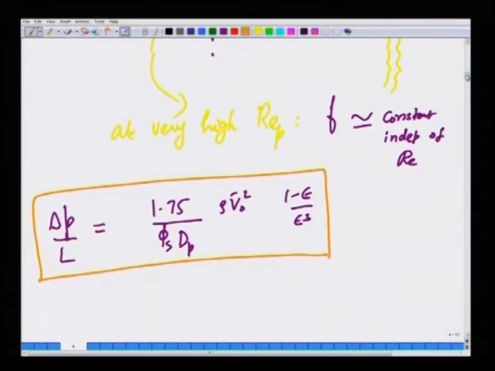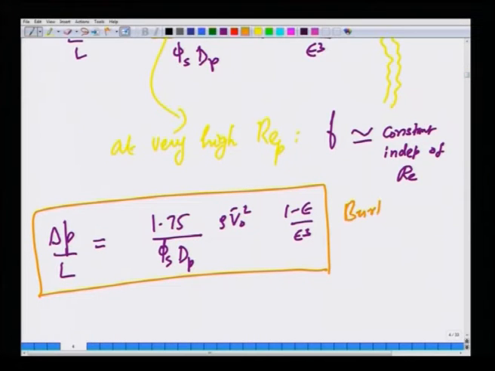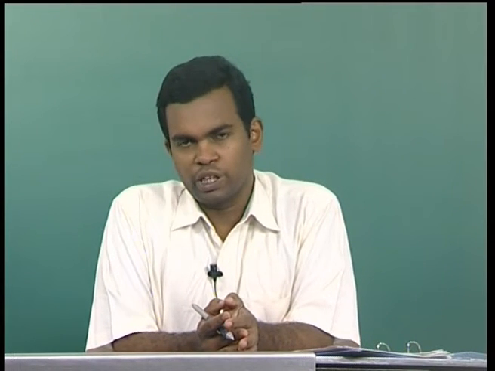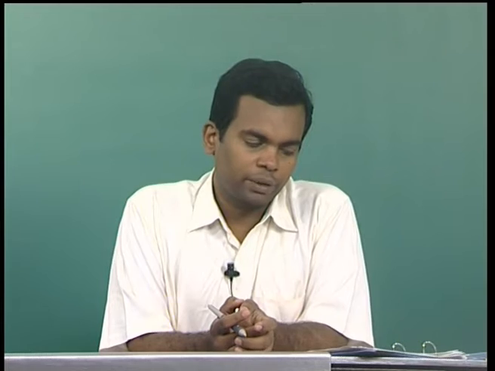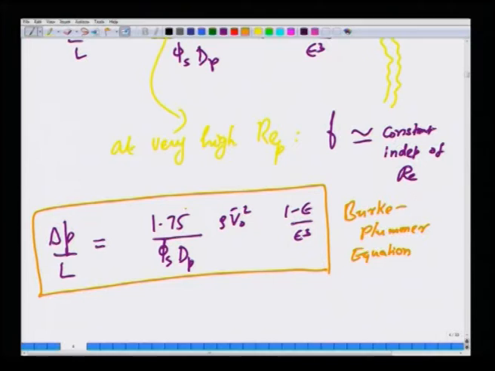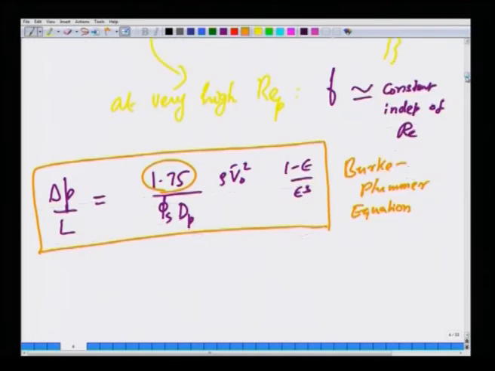Now, this is called the Burke-Plummer equation for high Reynolds number. We are essentially saying that in this bundle of tube models at high Reynolds numbers, if the tubes are very rough through which the fluid is flowing, which is the case in porous media, in packed beds, then we can treat the friction factor to be a constant independent of Reynolds number, correlate this expression with experimental data and fix the constant to be whatever agrees with experimental data, which turns out to be 1.75.